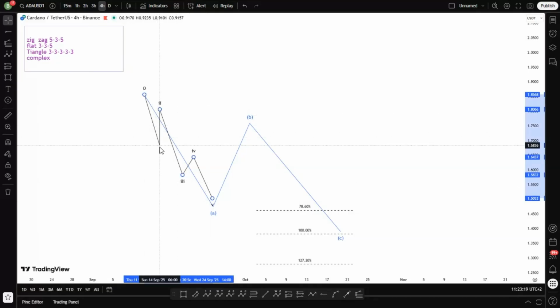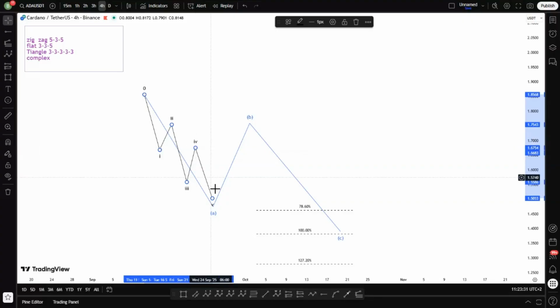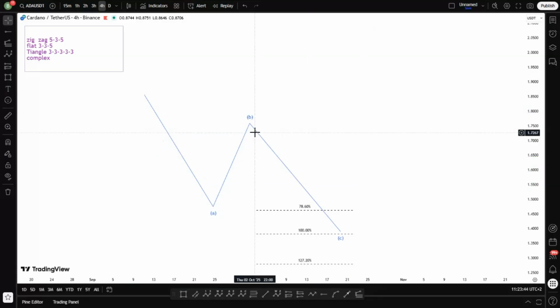I talked with you guys about the leading diagonal and the ending diagonal. So again, it can happen like this, where you see wave 4 overlap, and then again we see wave C taking maybe an ending diagonal, a leading diagonal, and then an ending diagonal. So it can happen like that, something that you need to be cautious about.